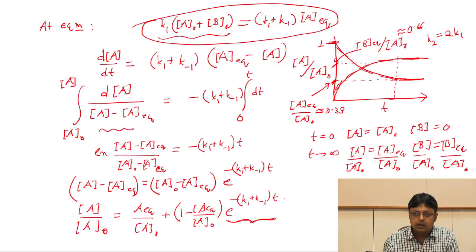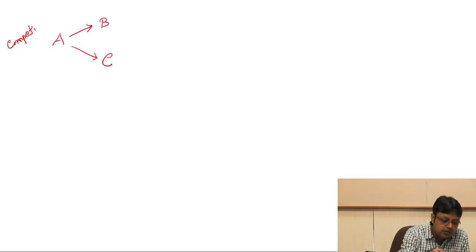Now let us think about another interesting situation where some species A is going into B, but it can also go to another species C. These are called competing reactions, because there are two competing pathways: A can go into B, and A can go into C.